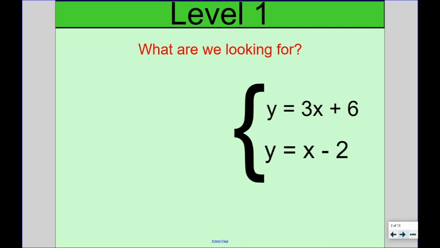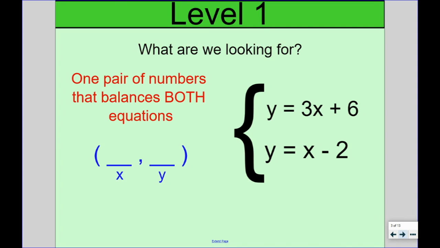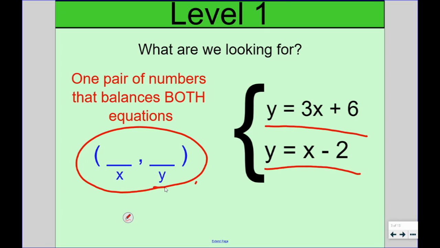What are we looking for when we're trying to solve a system of equations? We are looking for one pair of numbers that will balance both equations. So we are looking for an x and a y that when we plug that x and y into both of these equations will be true. They will both stay balanced and be true.